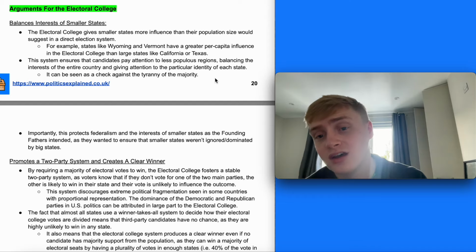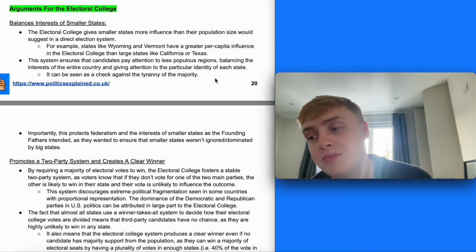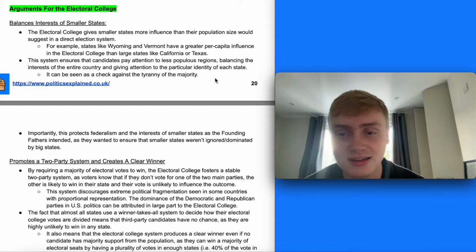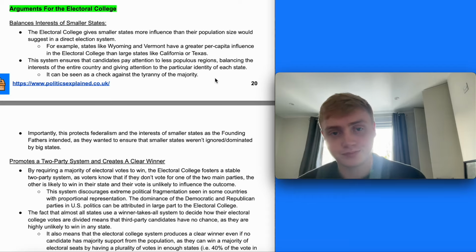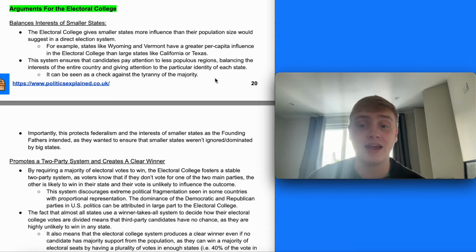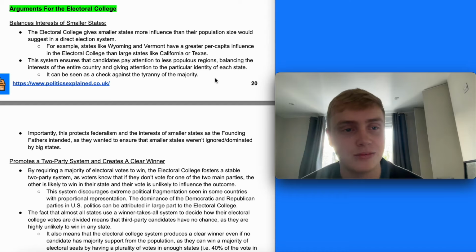And that's because even if their population might be, say, there's 536 electors, and say their population might be less than 1 out of 536 of the total of the US population, they'll still get at least 3 electors because it reflects the fact they have 2 senators and 1 member of the House of Representatives.